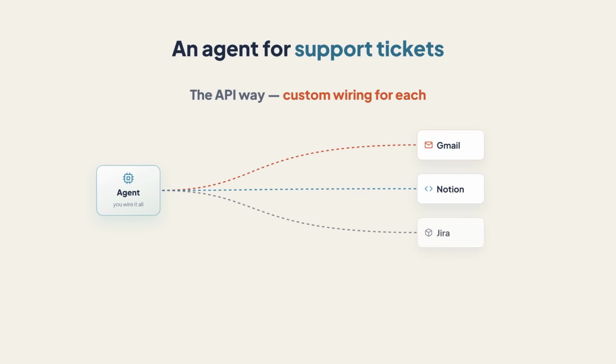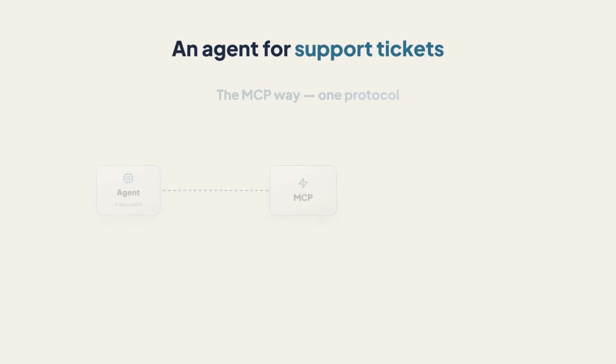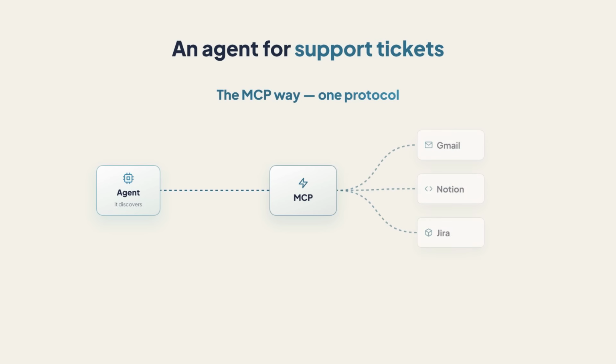Let's make that concrete. Say you're building an agent that manages support tickets with access to Gmail, Notion, and Jira. The API way. You write custom code for each one. You handle auth tokens, pagination, rate limits, error cases, and you teach the model in long prompts. To create a Jira ticket, call this endpoint with these fields. To reply to an email, send Gmail this payload. The MCP way. Each service exposes an MCP-compatible interface. The model discovers those tools automatically and understands what they do as part of its environment. You don't tell it how. You give it context, and it figures out which tool to use and when.